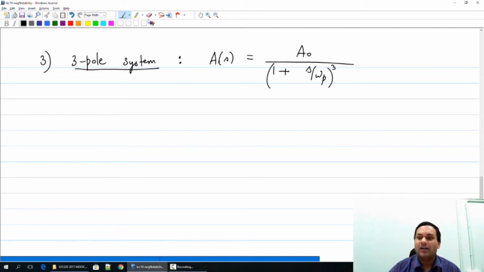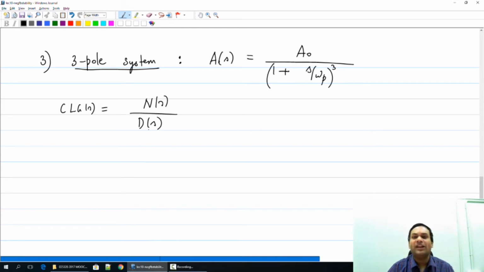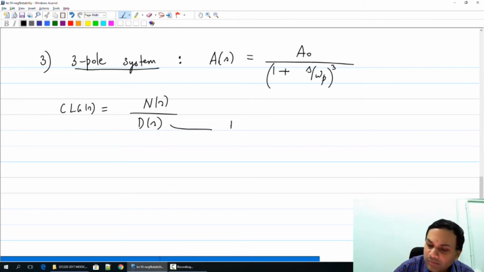Now let us look at 1 plus Lg of s, or rather let's look at the closed loop gain of the system. It turns out that the closed loop gain, you can write it as some numerator polynomial by denominator polynomial. I will give you the final expression. I will leave this as the homework for you. So it turns out the denominator polynomial d of s can be written in this fashion, as a polynomial.